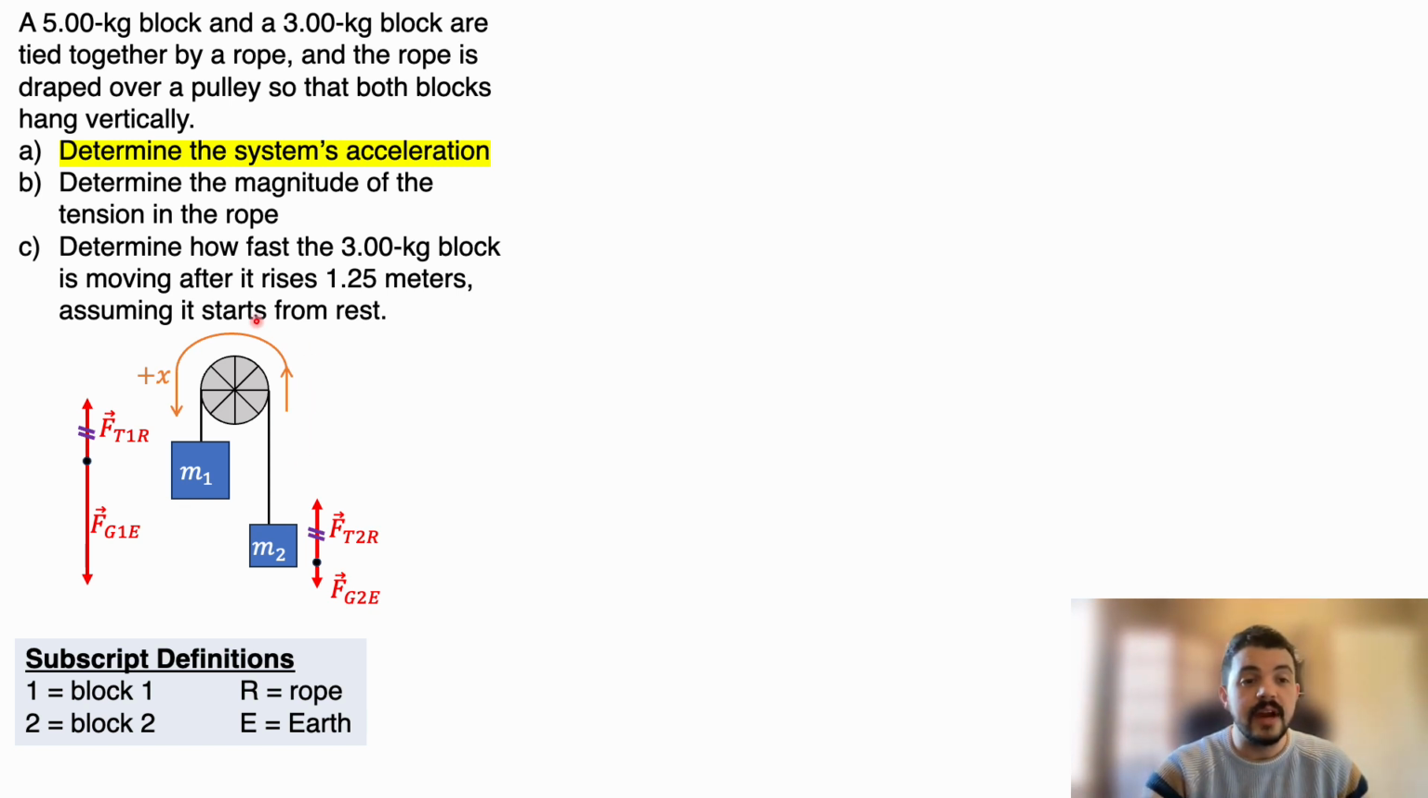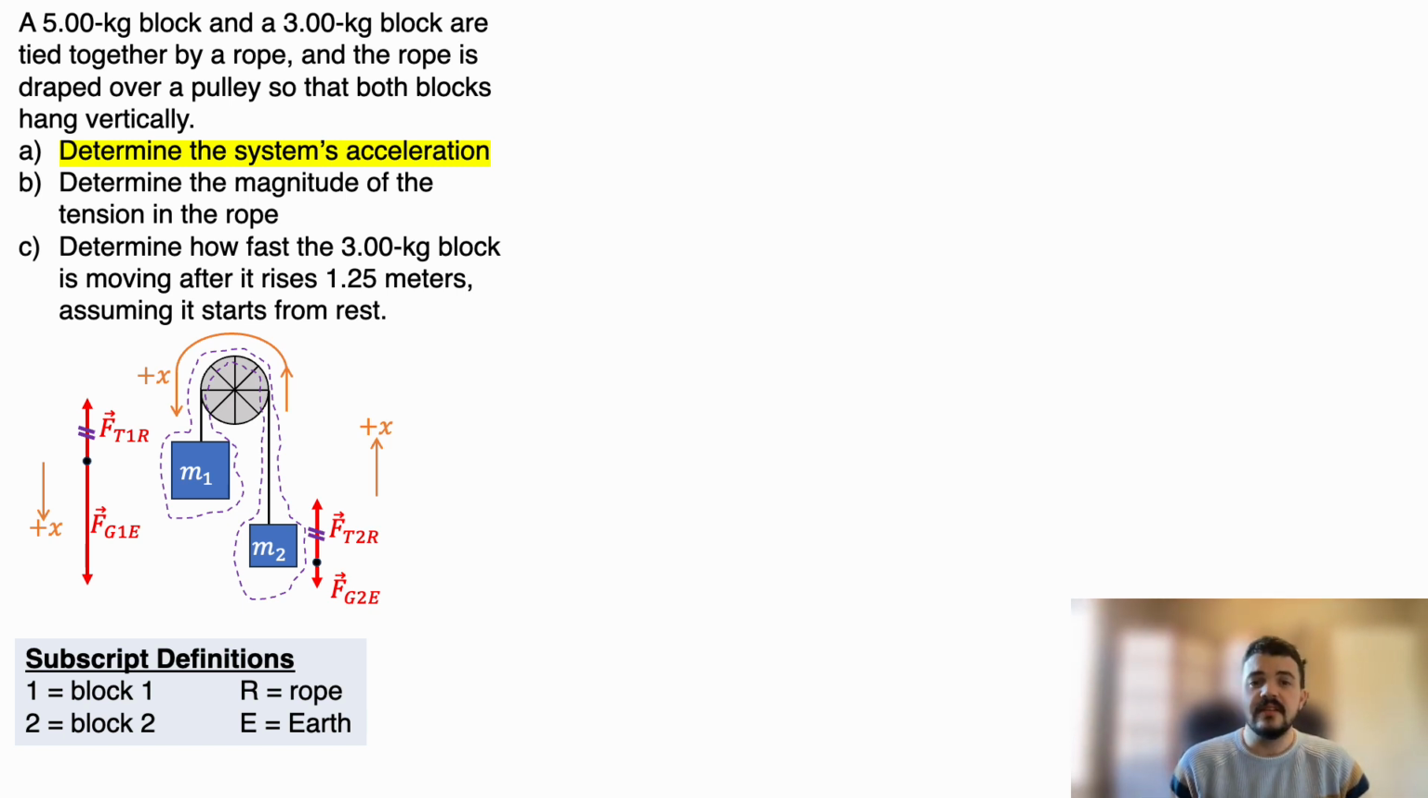This pulley redirecting our x-axis means that for block 1, down is our positive x-axis, but for block 2, which is at the other end of the pulley, up is the positive x direction for block 2. Now, we need to choose a system if we're going to do an analysis. The system we are going to choose is the system that consists of both blocks and the rope that's connecting them.